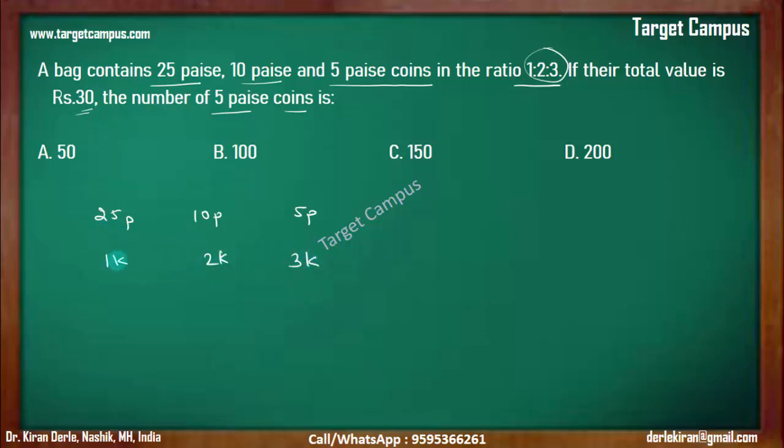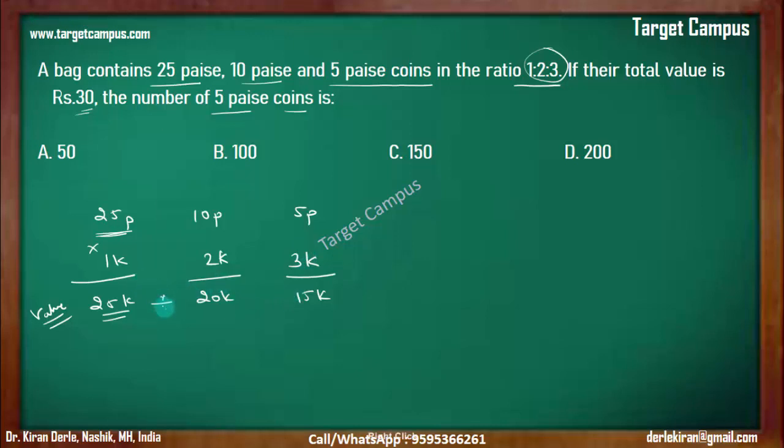If we have 1k coins of 25 paise, the total value is 25k paise, right? For 10 paise we have 2k coins, so the value is 20k paise. For 5 paise we have 3k coins, so the value is 15k paise. I hope you are getting this, right? So these values are in paise.